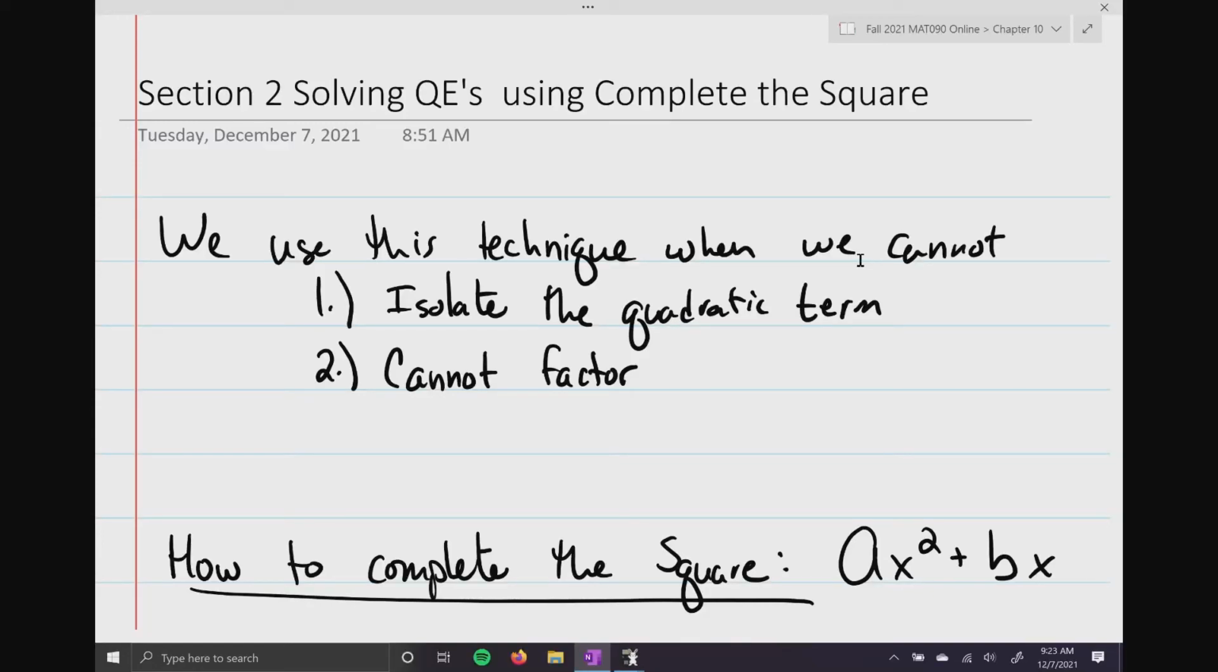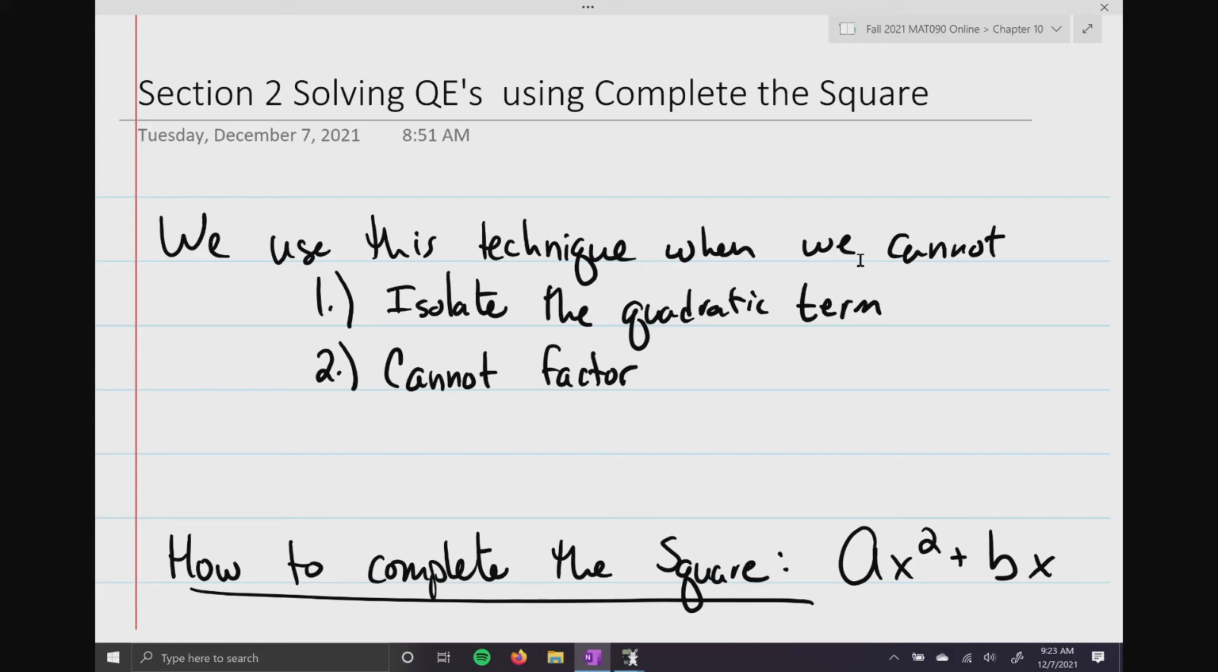All right, so Chapter 10, Section 2 deals with solving quadratic equations using a technique called completing the square. Now, we will use this technique when we cannot do the following two things. First, there's no way to isolate the quadratic term, like in Section 1. And then number 2, and this is probably the more important one, you cannot factor the quadratic.